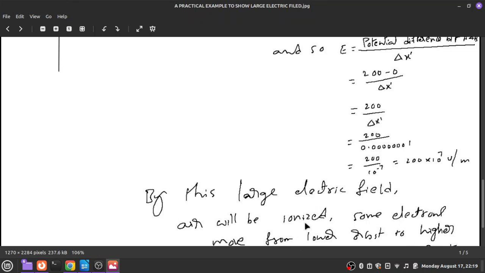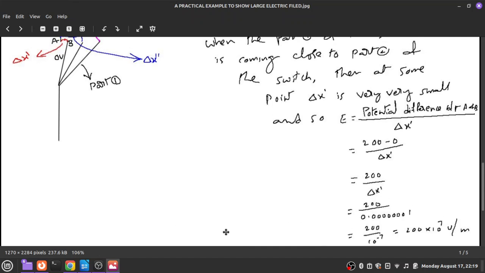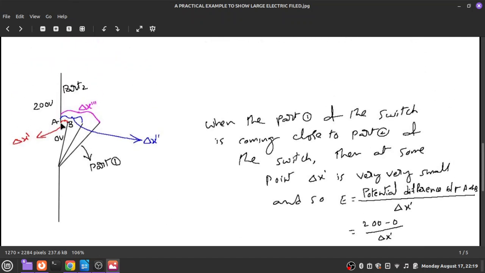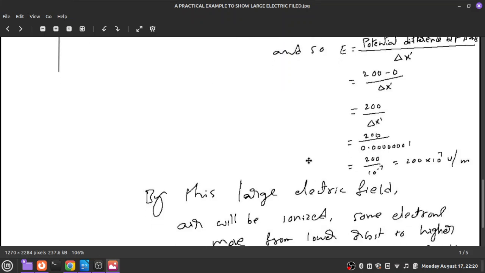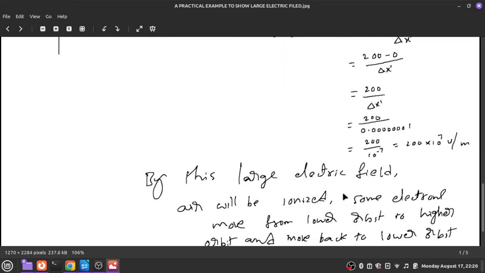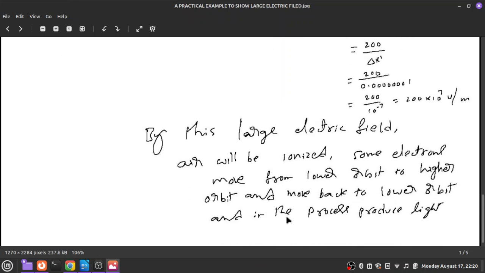By this large electric field, whatever air is present between A and B will be ionized. Ionized means the electrons of the atoms of the air will move from the lower orbit to a higher orbit and then move back. In the process, they produce light.